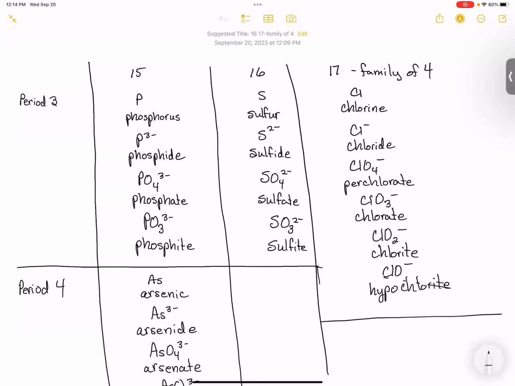We have an ite and an ite. Again, you can't have two things named the same. So the one with the fewest oxygens gets the prefix hypo.